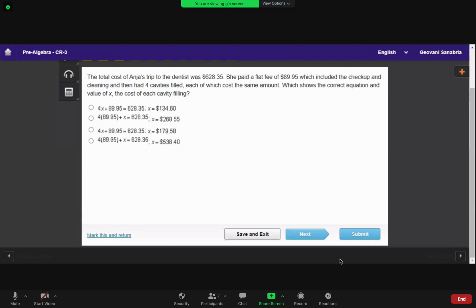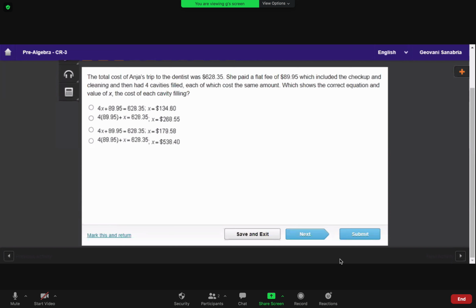So the cavity filling would be the unknown, right? The cost, which shows the correct equation and value of x, and the x would be that very last part of that sentence, the cost of each cavity filling. So I'm going to write that down. X, that means, I wrote a little arrow, x is cost of each filling. I'm just going to say filling.